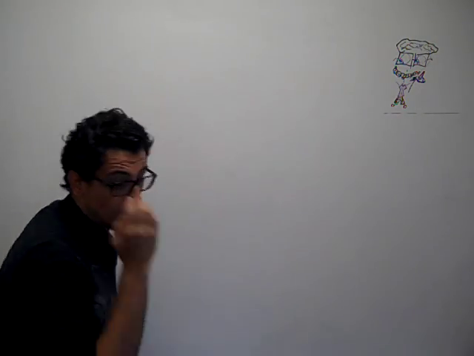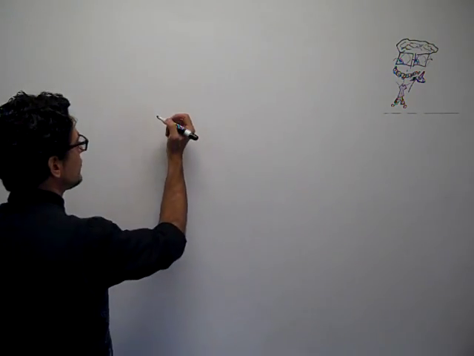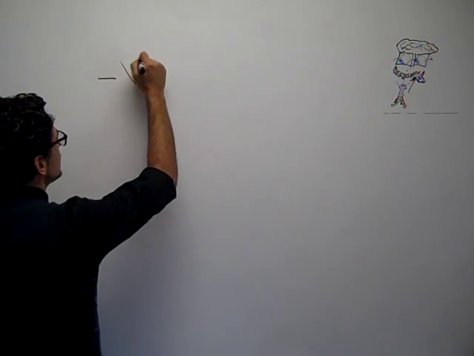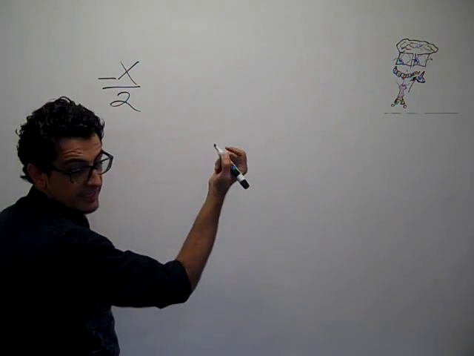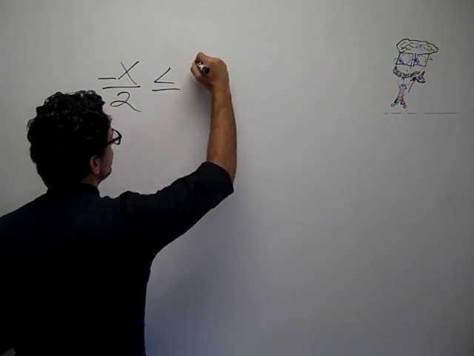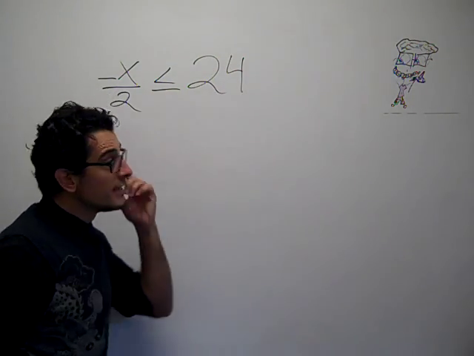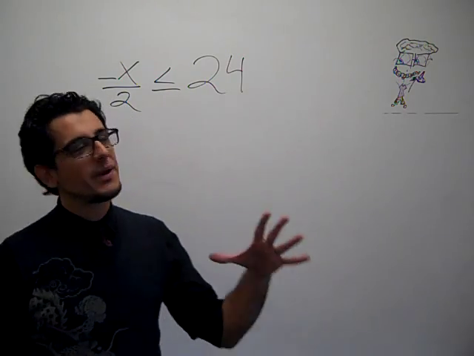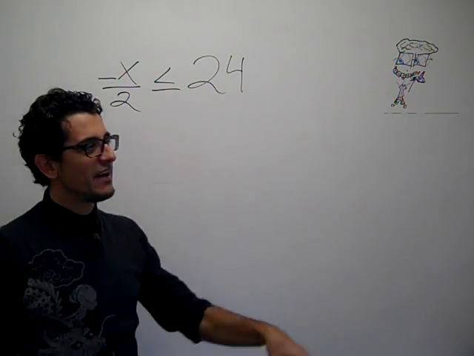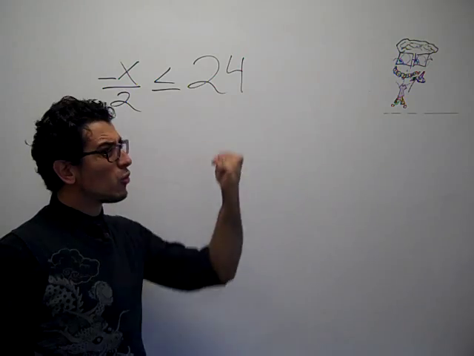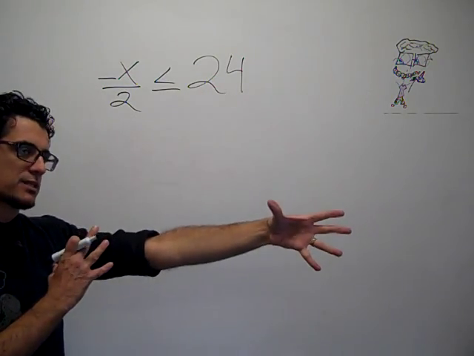Okay. So the next one we're looking at, and this is one that you might see in your books, is negative x over 2 is less than or equal to, let's say, 24. Now, we have not done it before where we have the variable as a numerator. What does that even mean? Well, let me explain to you.